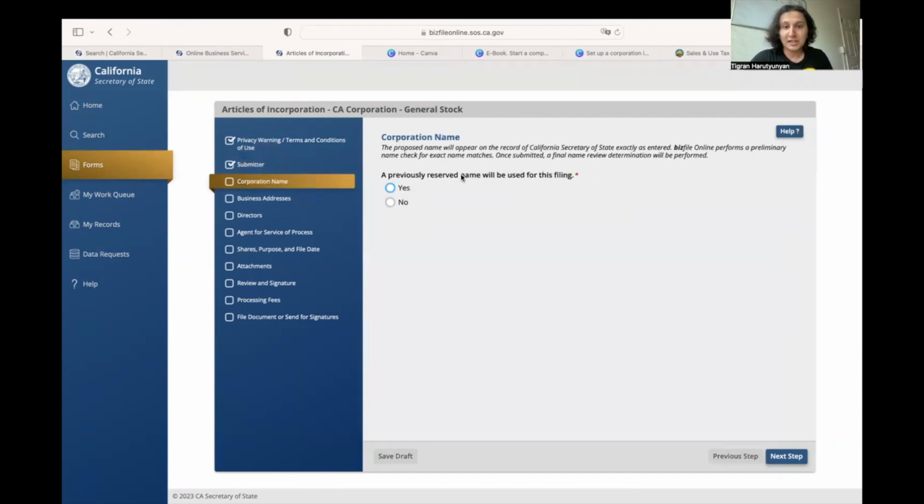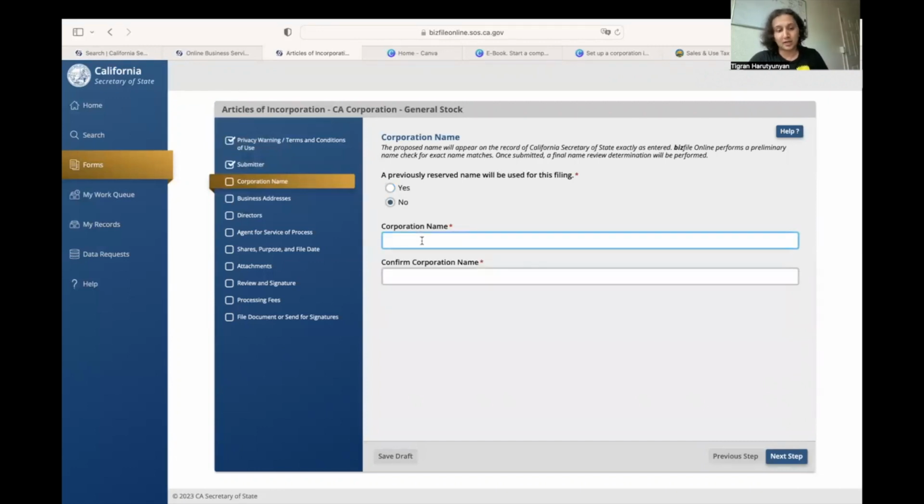The corporation name, it's asking whether we reserve the name. Let's say we have not. Now, when you put the name, obviously it has to be unique within the state of California. And also, the system will run an initial check against any name they have in a database, but be mindful of the name. If it has any derogatory, defamatory terms, or any political slogans in it, the state has a right after the initial approval of the name to reject it. So just be mindful how you're naming your business.